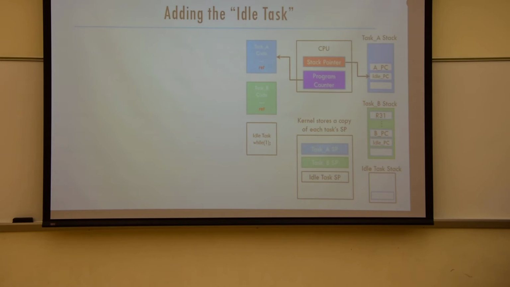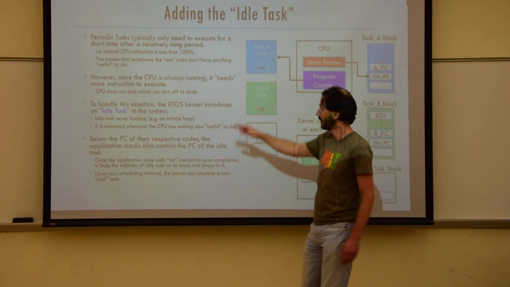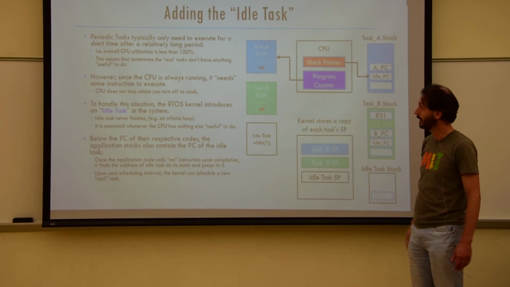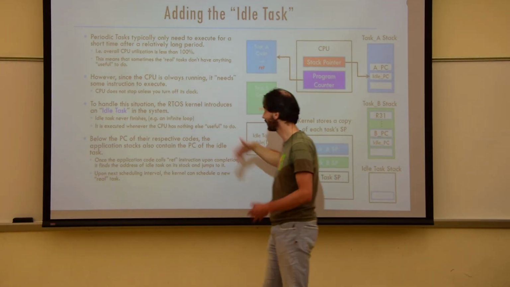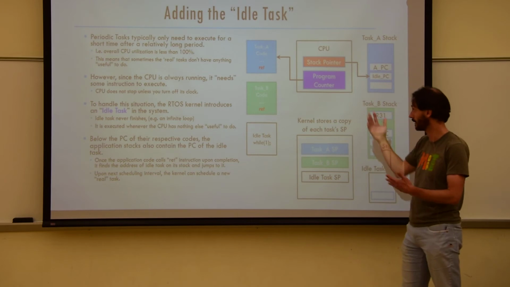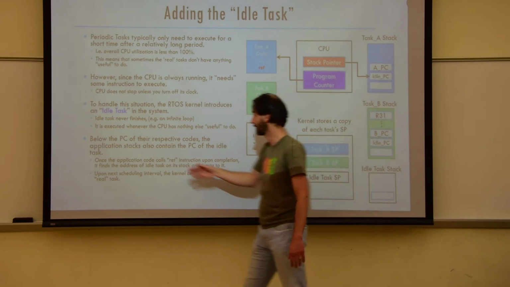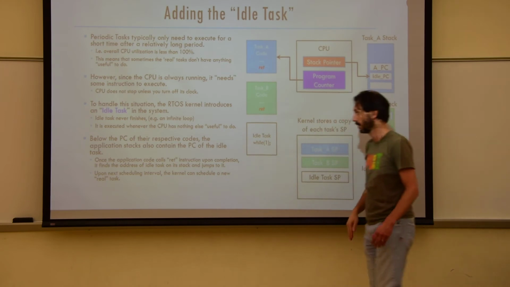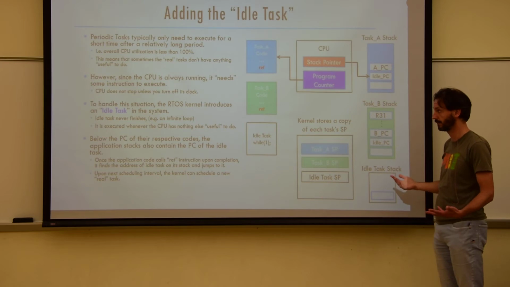Alright, so what about the idle task? So actually that's kind of interesting. It's a little thing that we always need to take care of. Periodic tasks typically execute for a small amount of time. But it means that the CPU, since it's always running, may not have anything to execute with respect to all the tasks that you have implemented. So it needs to do some idle task. And that's why the RTOS kernel implements its idle task in the system. So if there's nothing to do, you just go and execute this idle task. It's just an infinite loop doing nothing.